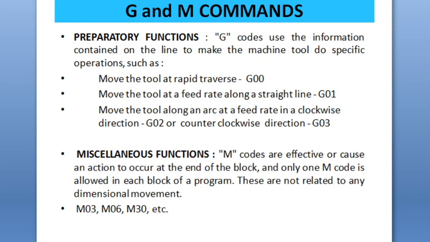M codes are miscellaneous or auxiliary functions which are used for switching operations like coolant on/off, spindle on/off, forward direction, reverse direction of spindle. It is used for auxiliary functions. These are not related to any dimensional movement. Like M03 is spindle on in clockwise direction, M06 for tool change, M30 represents the end of the program.